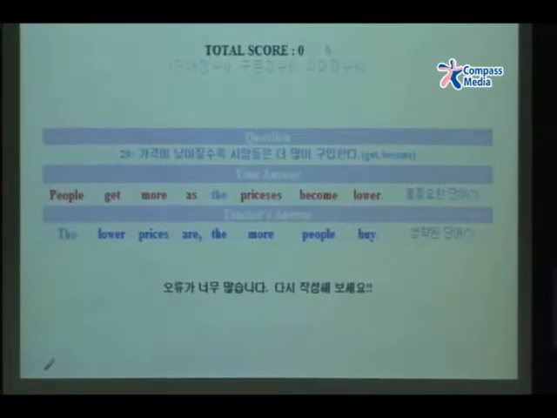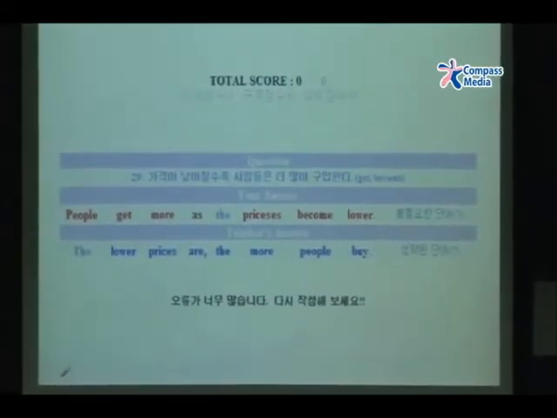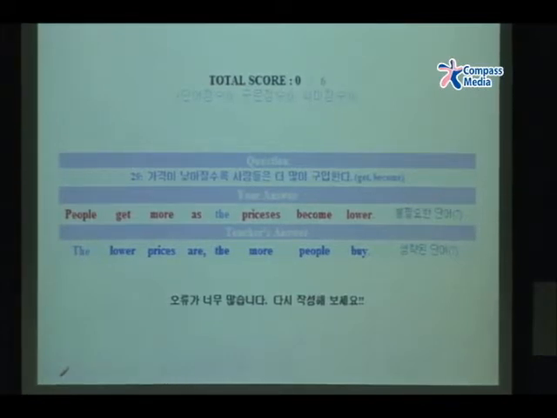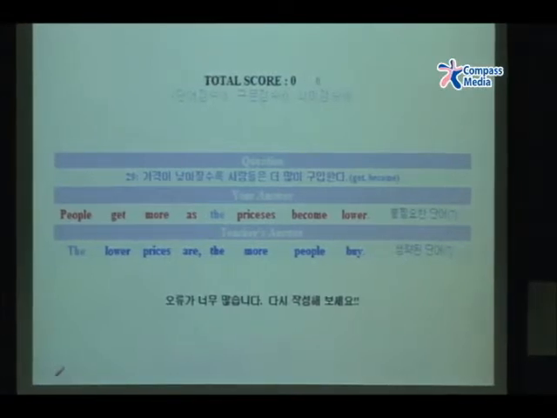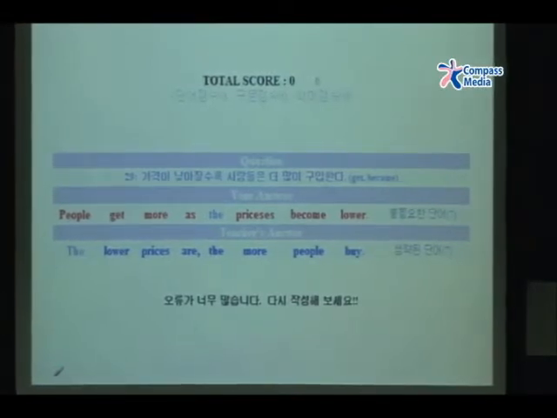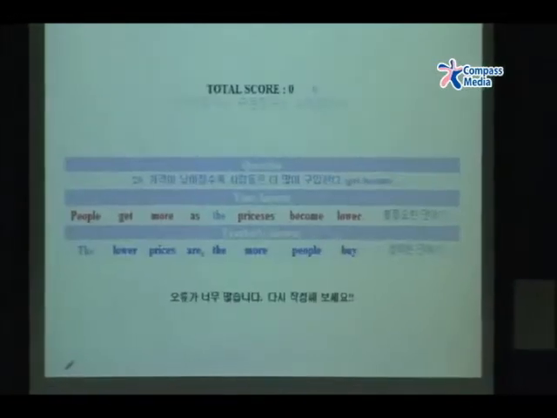The target answer is: the lower prices are, the more people buy. The computer wants the comparative, comma, the comparative form. And the student used comparative forms in a slightly different way: people get more as the prices become lower, right? A little awkward, with small, minor mistakes in spelling and grammar, but still okay. I would give maybe 3 to 4 out of 6 rather than 0. So yes, that's all a computer doing. They don't use a panel of judges to review them?